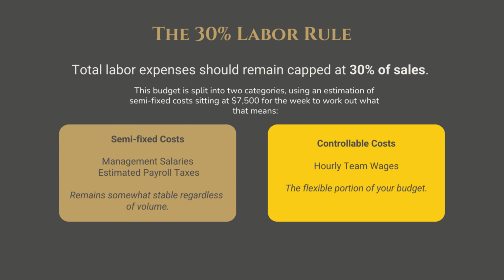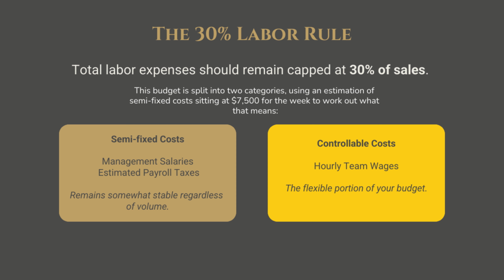One of the most important labor management principles in our operation is the 30% labor rule. The goal is for total labor expenses to remain at or below 30% of sales. To understand how to manage that properly, labor should be viewed in two categories. First, we have semi-fixed costs. These include management salaries and estimated payroll taxes. These expenses stay relatively stable week to week regardless of sales volume.